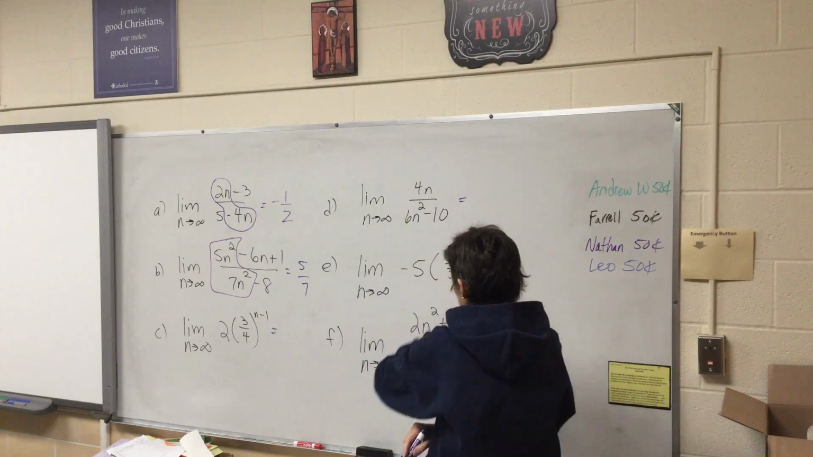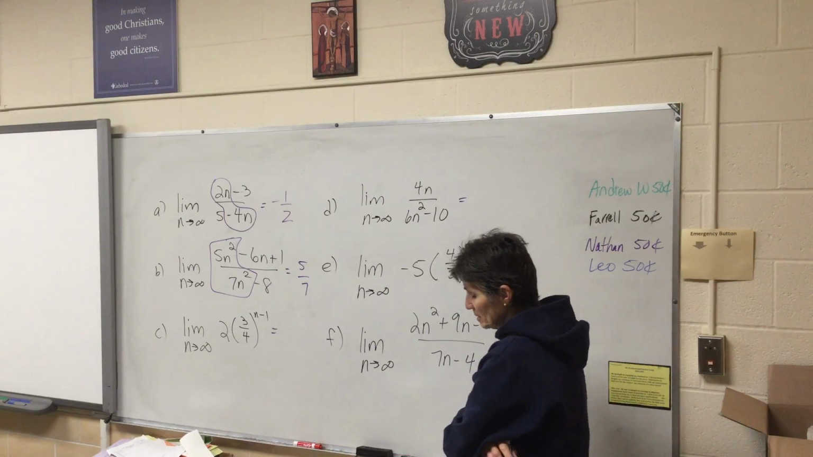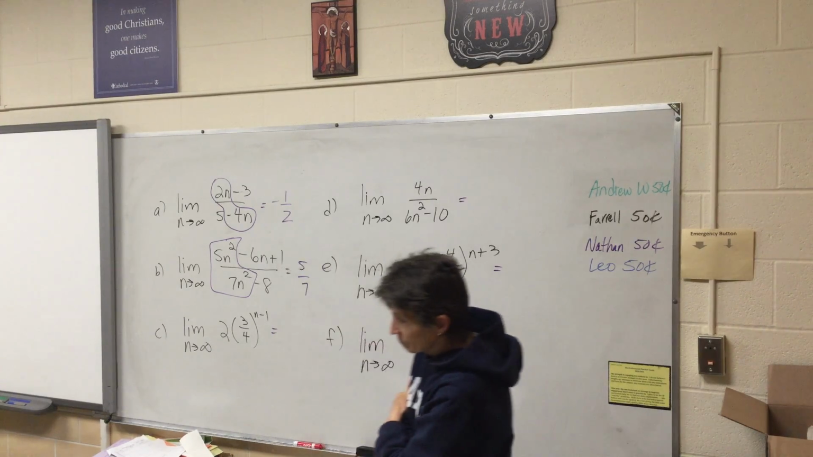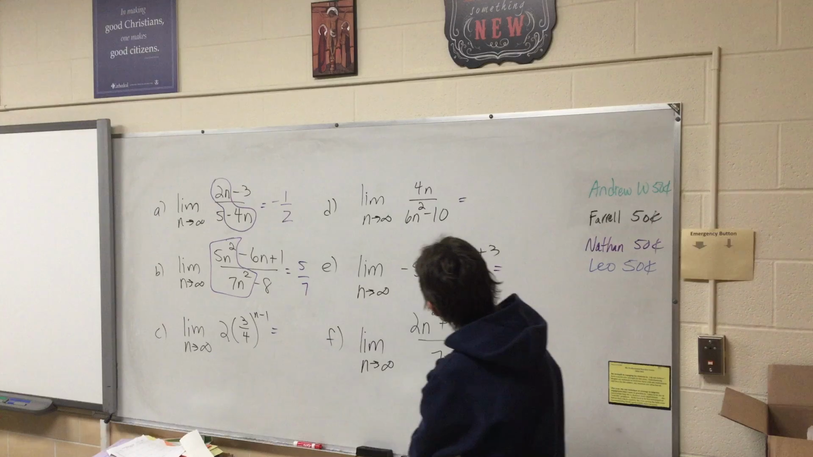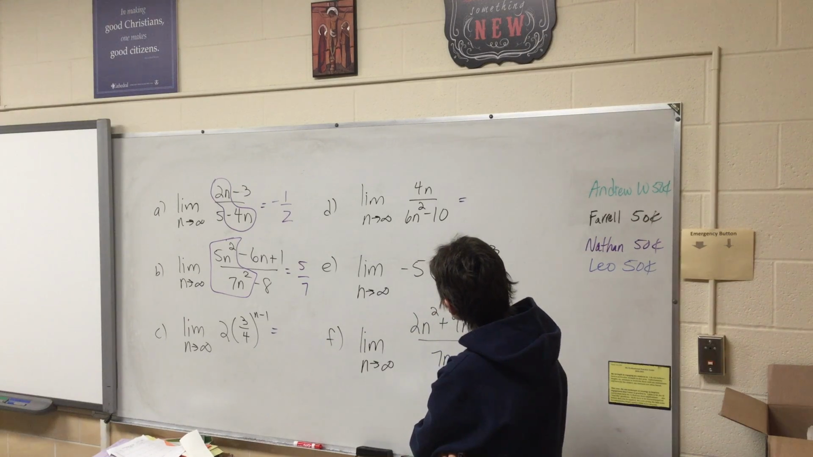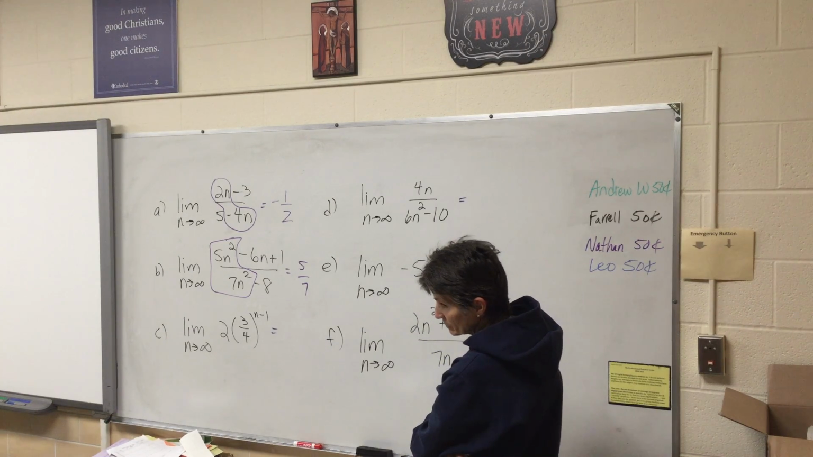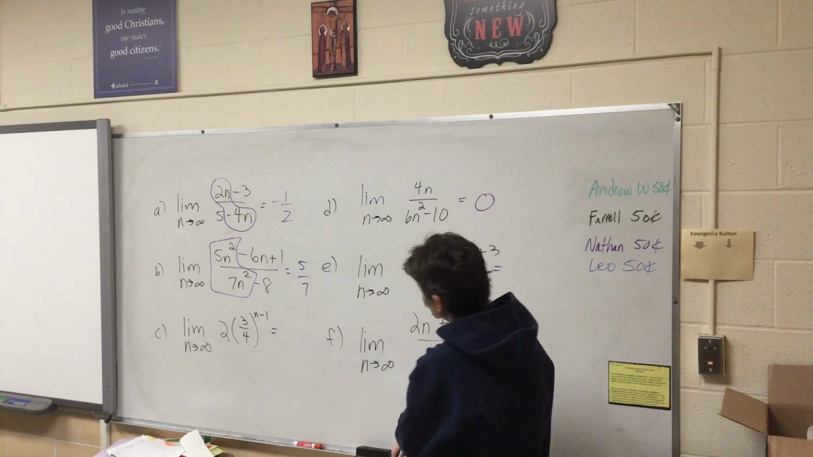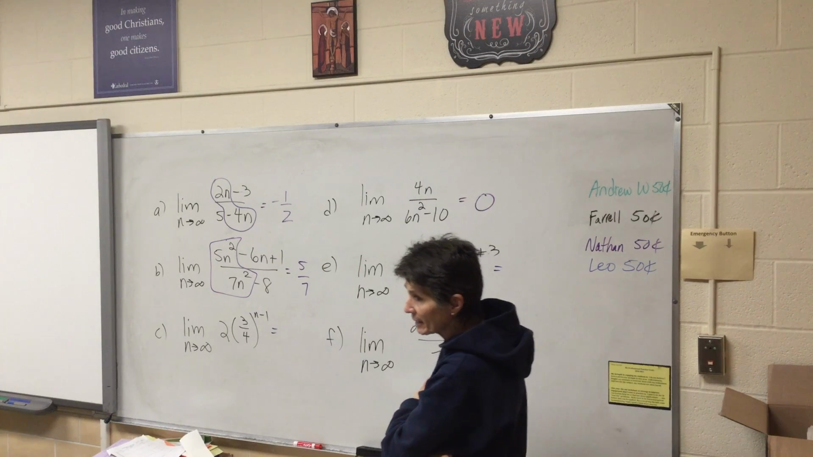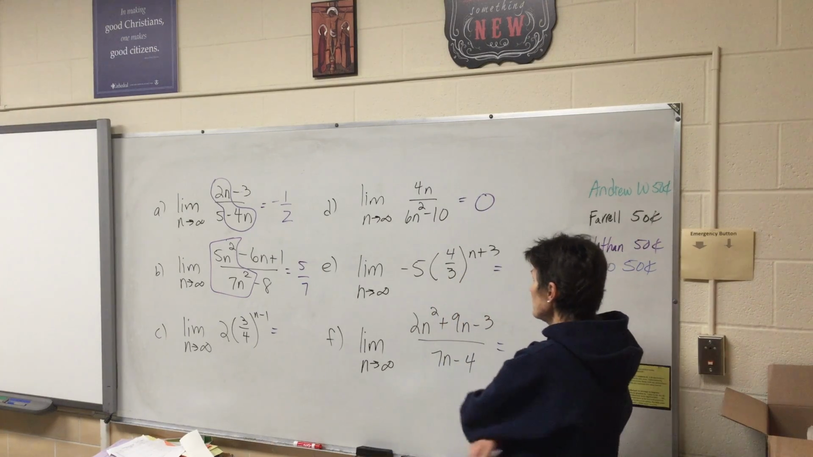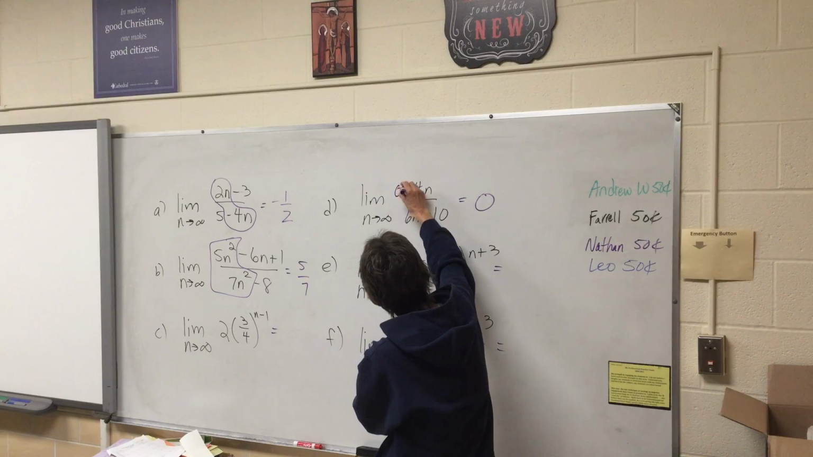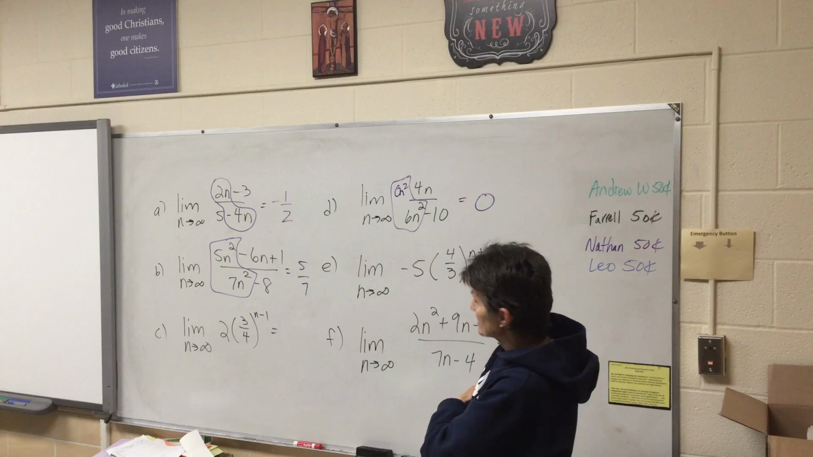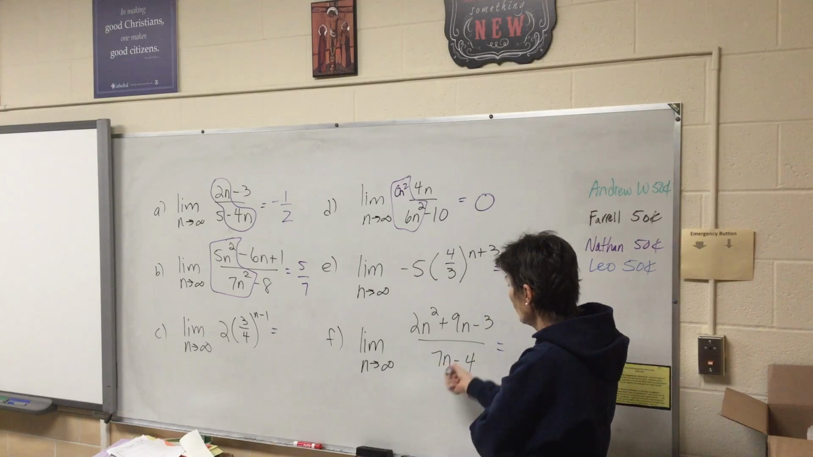What about D? D's the same kind of problem. What's going on there? What's the highest? It is 0. Absolutely, it's 0. The big power's in the bottom. When the big power's in the bottom, it's 0. You have no n squareds on the top. 0 over 6 is 0. Very good. What about this one?